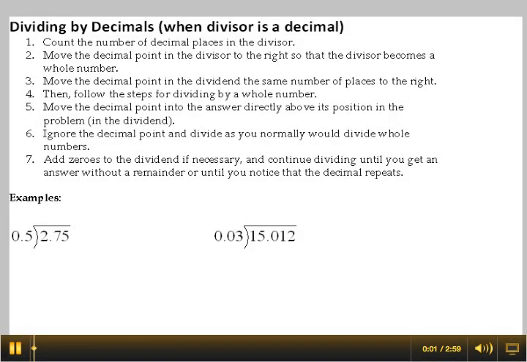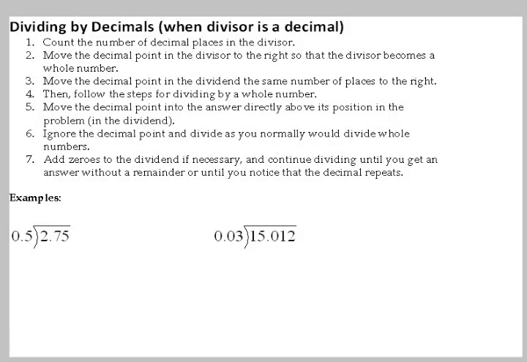Hi, in this video we're going to talk about dividing by a decimal. So this is when the divisor is a decimal. The divisor is the number outside the box. So in this first example, 0.5 is the divisor.